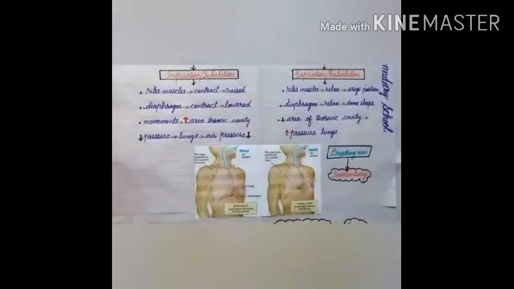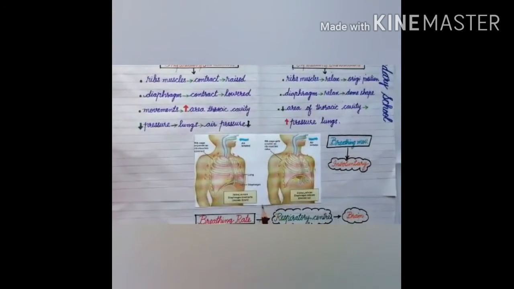Now look at the diagram. This diagram is showing the phases of breathing. The first is inhalation. Look at this. The air is entering from the outside into the lungs. In this way, the rib muscles will contract and the ribs are raised and the diaphragm moves downward. In exhalation, the air is expelled out from the lungs, the rib muscles will relax and the ribs come back to their original position and the diaphragm will move upward to get its dome shape.